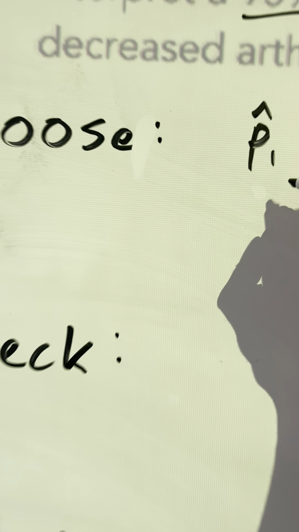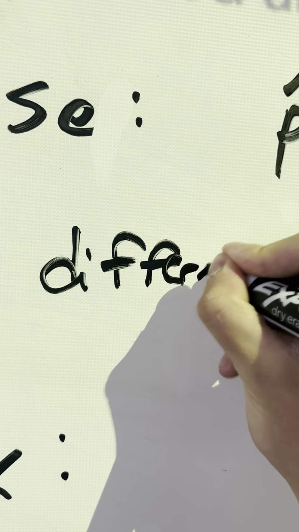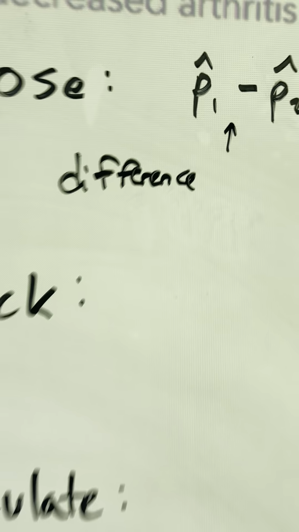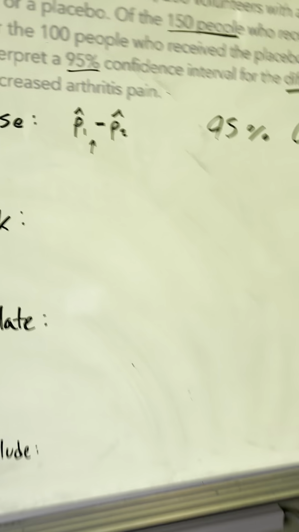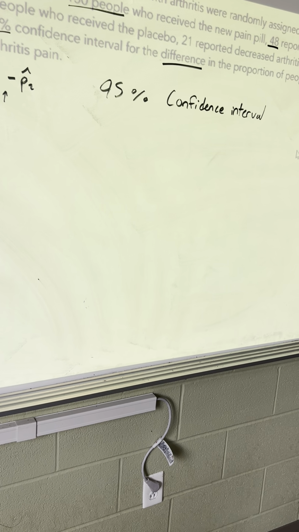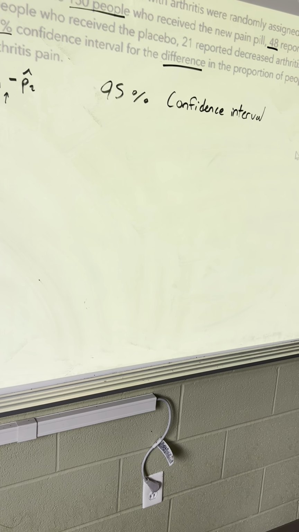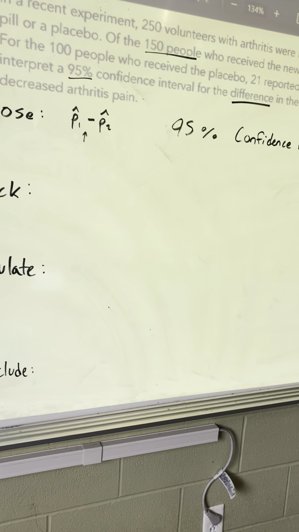So this is the difference, which actually I am going to say out loud because I'm realizing this is going to take a lot of room to write down. So I'm just going to say it out, and if you need to rewind, that's okay. It is the difference in the proportion of people who would report decreased arthritis pain, basically with the new pain pill that they're using. It's the new pain pill subtracted, or we subtract the placebo from that.